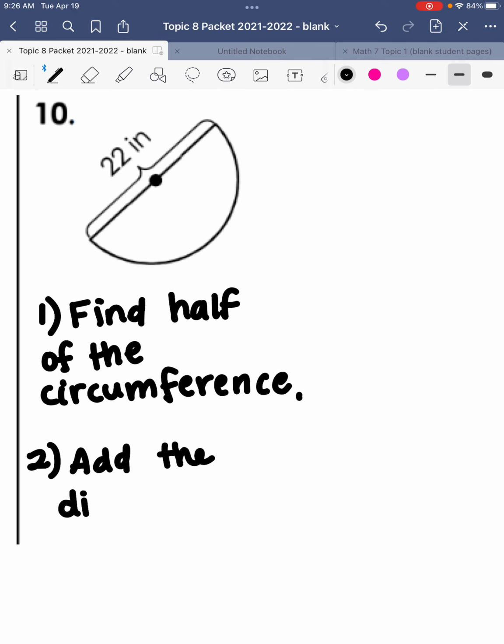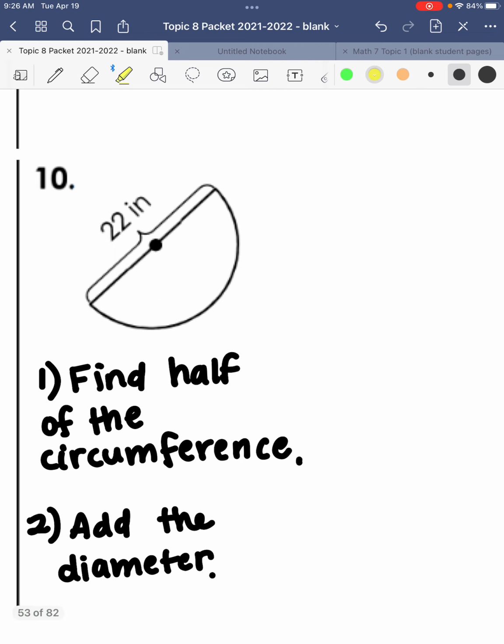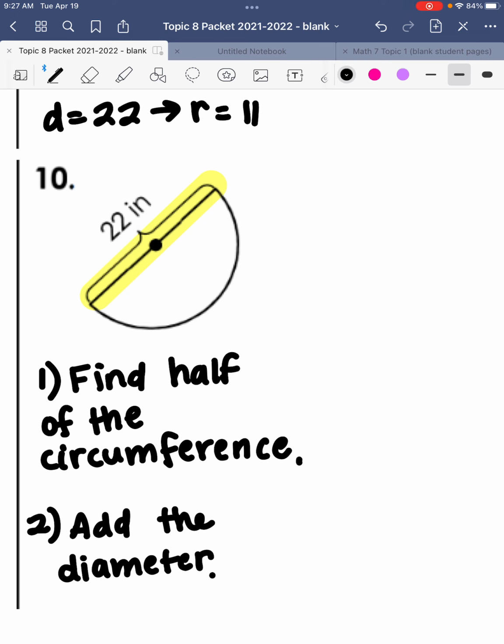Now notice the measurement given to me goes from one edge to the other edge. So I've been given the diameter. So we know that D equals 22. I need to find my radius. My radius is 1/2 of that. So 22 divided by 2 is 11.